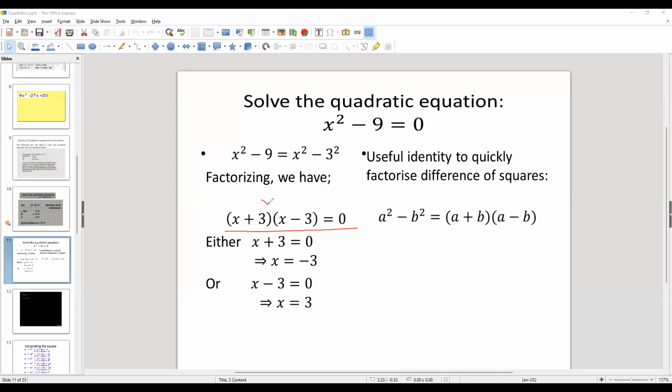You take one bracket, put it equals 0, solve for x. Then you take the other bracket, put it equals 0, solve for x. And those are your two solutions, right? Answer, x equals minus 3 or 3. Simple enough? Good.